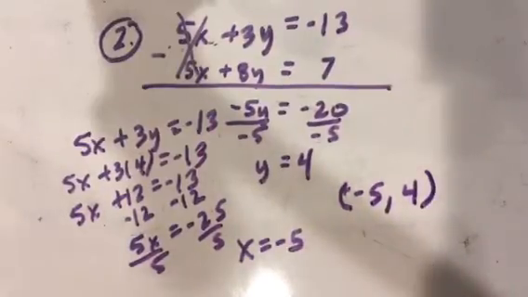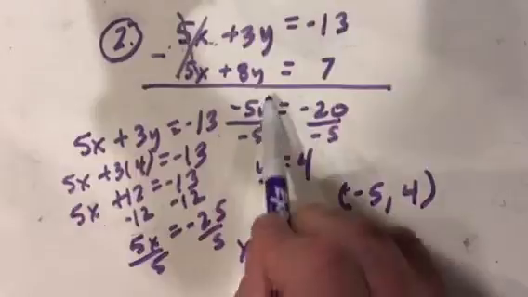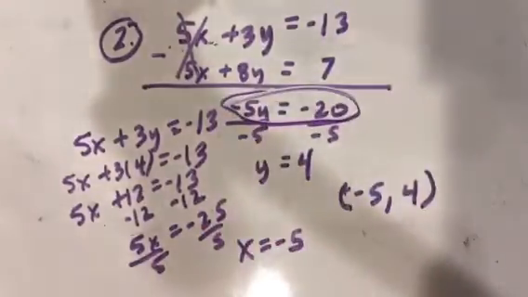your y value is 4. So on example 1, we added because we had opposites. Example 2, we're subtracting because we have numbers that are the same. The whole goal is what we've been trying to do over and over, get down to one equation with one variable.